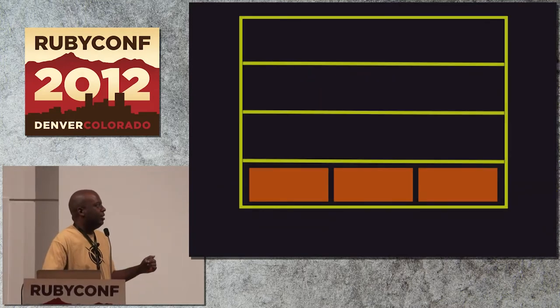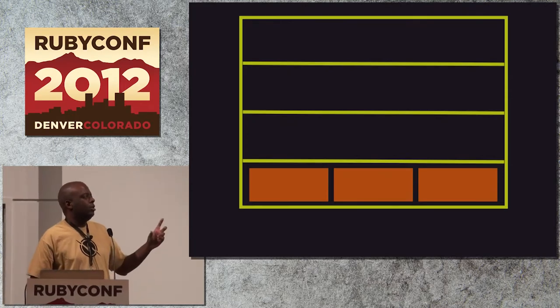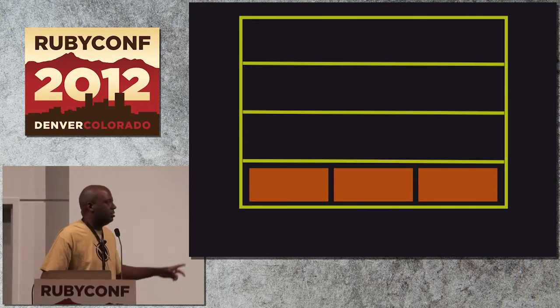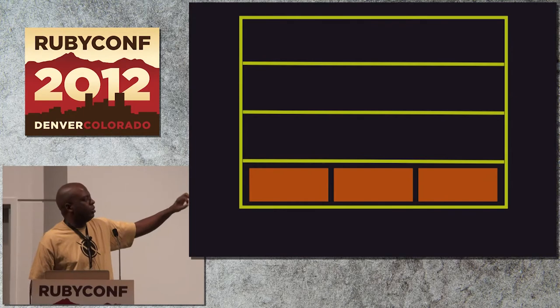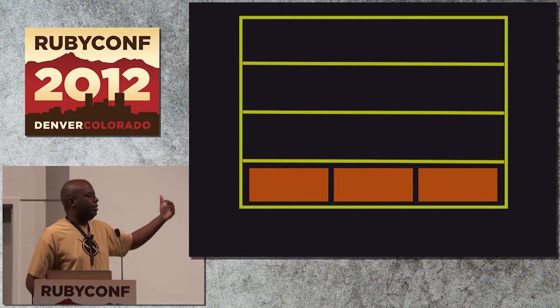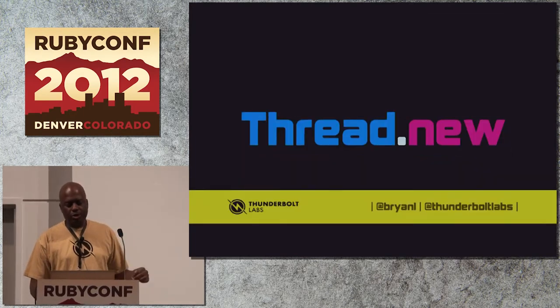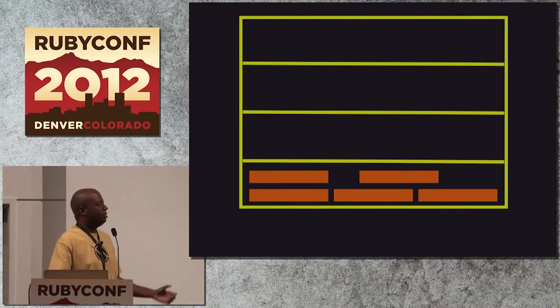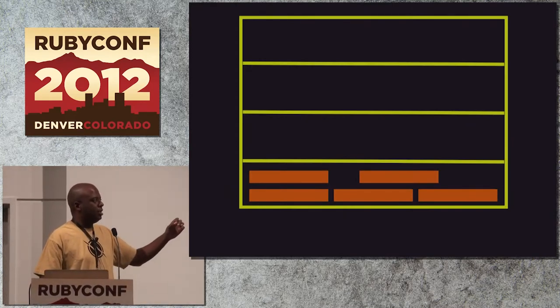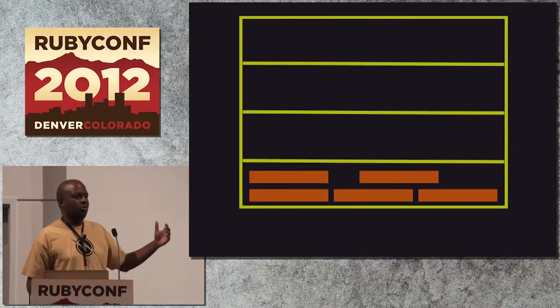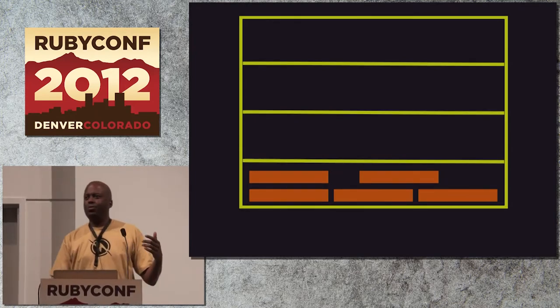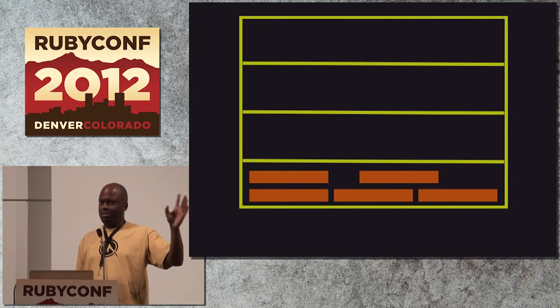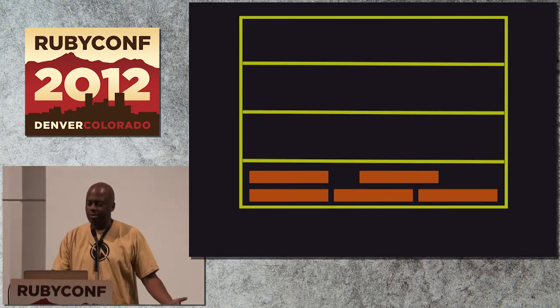Whenever you have things to execute on MRI, it looks kind of like this. Each one of those orange blocks is a new instruction. So what happens when you run Thread.new? Well, not quite what you would hope. It does allow for parallel execution, it's just on one core. And who here actually has a one-core machine that you code on? Right, so it's just a waste of money.